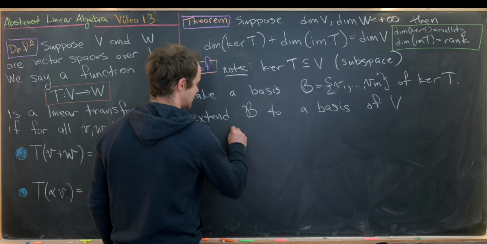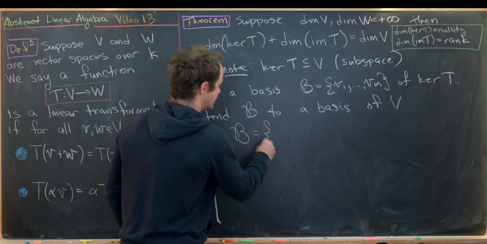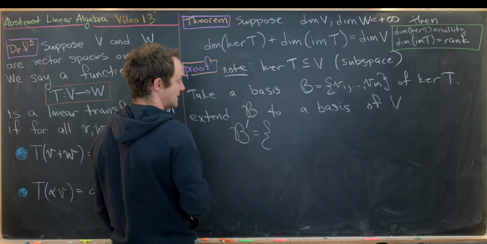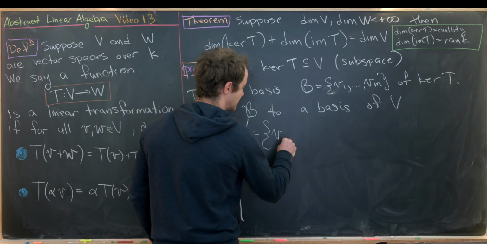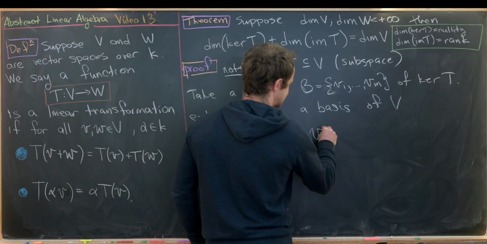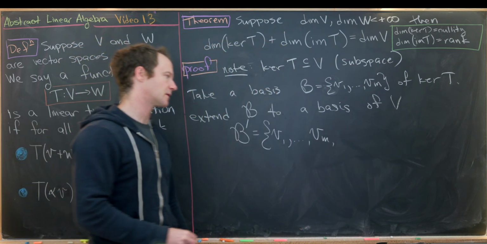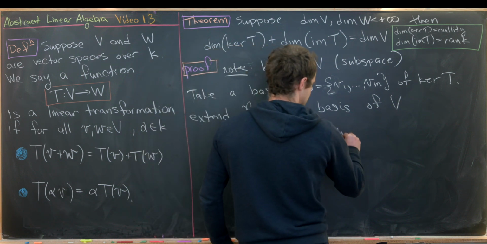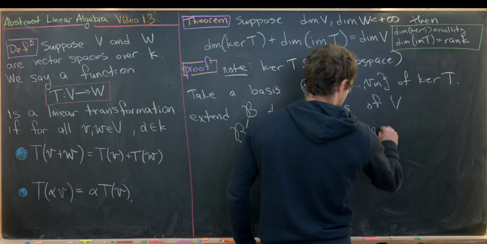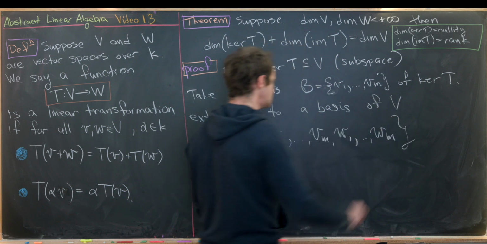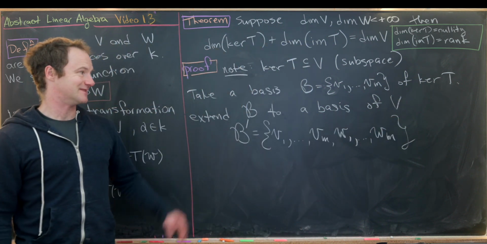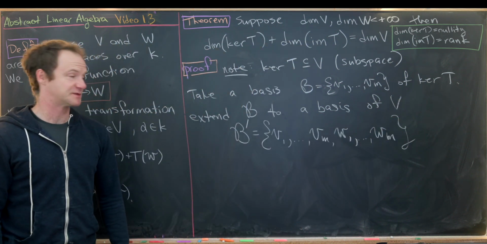Okay, so let's say B will include, well, let's call it B prime maybe, will include the original vectors. So that's what is meant by extension. It means you include the original vectors as well as some more. And the extra vectors will be called w1 up to wn. Great. So that's a basis of the entire vector space V.